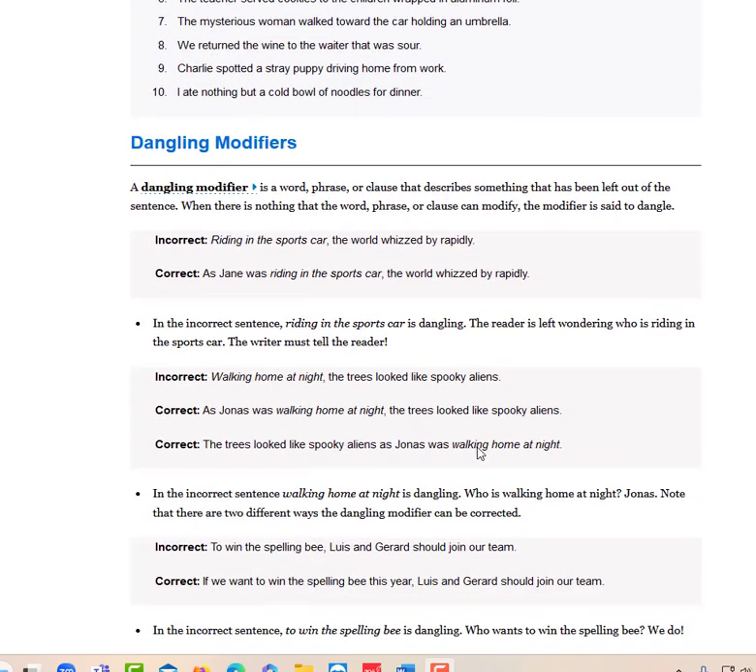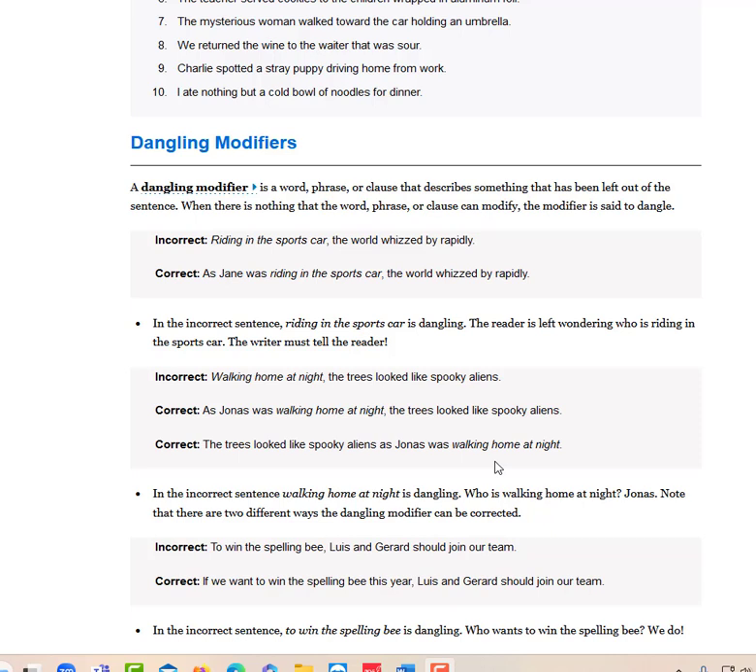Dangling modifiers. A dangling modifier is a word, phrase, or clause that describes something that has been left out of the sentence. When there is nothing that the word, phrase, or clause can modify, the modifier is said to dangle. Incorrect. Riding in the sports car, the world whizzed by rapidly. Correct. As Jane was riding in the sports car, the world whizzed by rapidly. In the incorrect sentence, riding in the sports car is dangling. The reader is left wondering who is riding in the sports car. The writer must tell the reader.